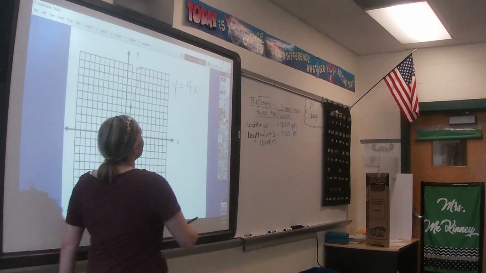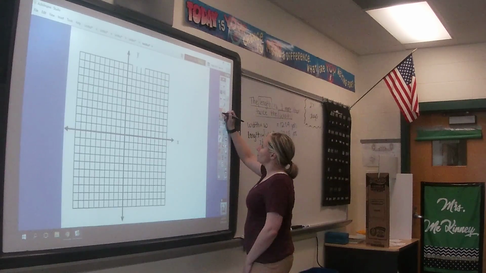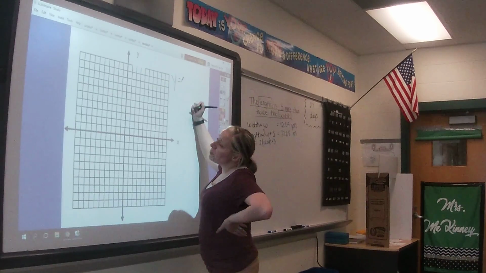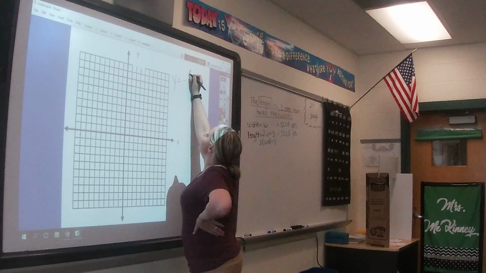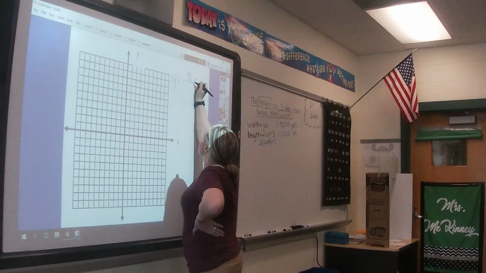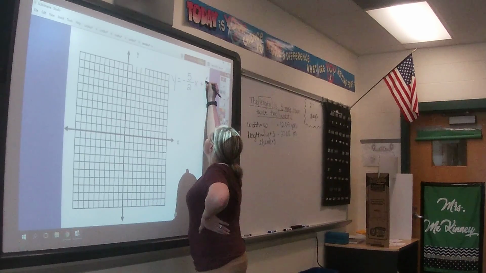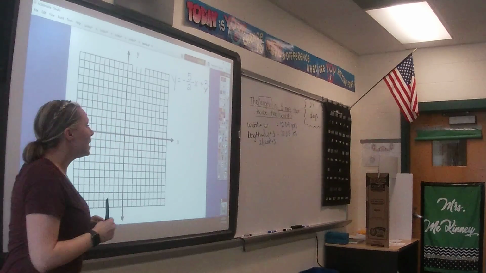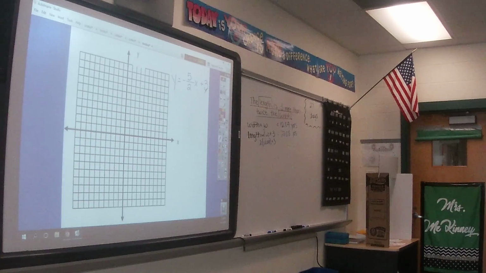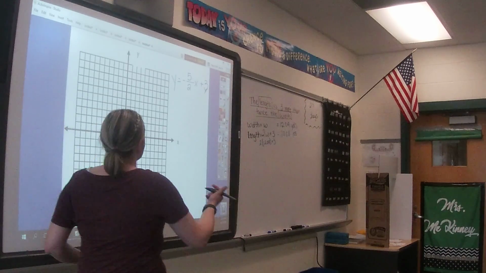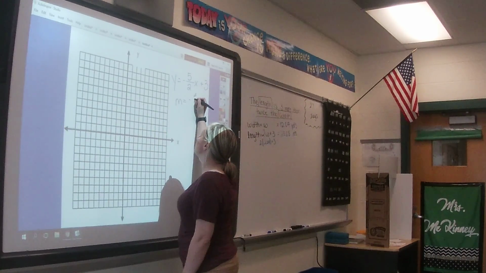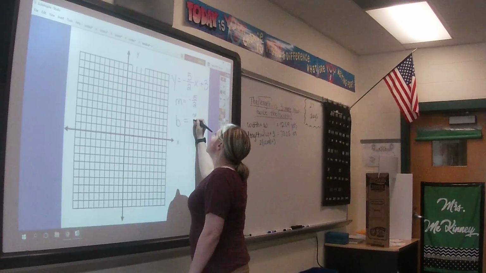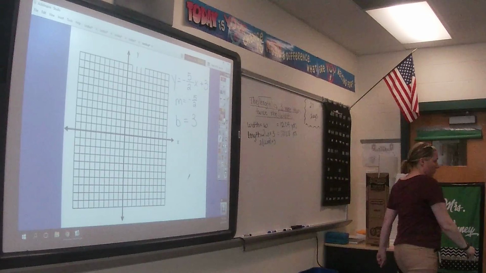Okay, then let's look at what happens if we have a negative slope. And this is the piece that my students struggle with the most, because somehow they have made up strange rules about what negatives mean. Okay, so let's say we have y equals negative 5/2 x plus 3. My students have no problem identifying what m and b is. They're happy to tell me that m is negative 5/2 and that b equals 3.